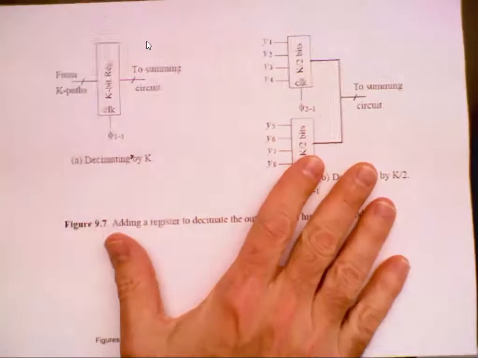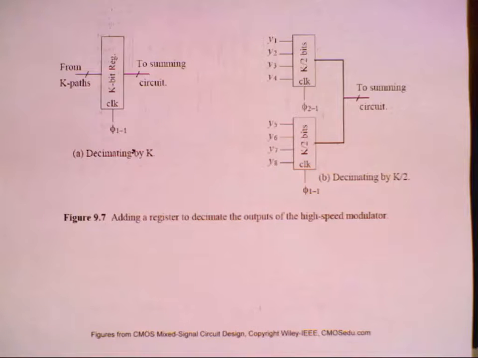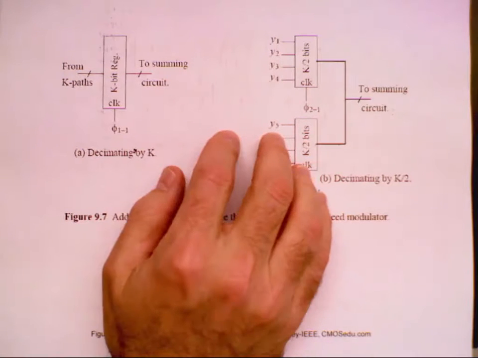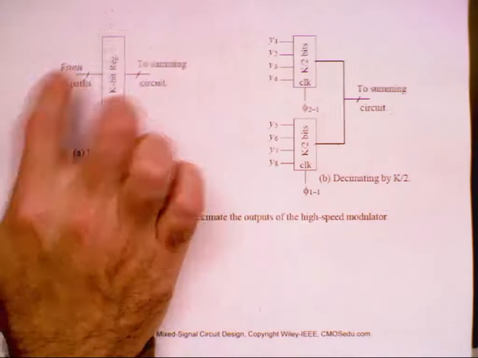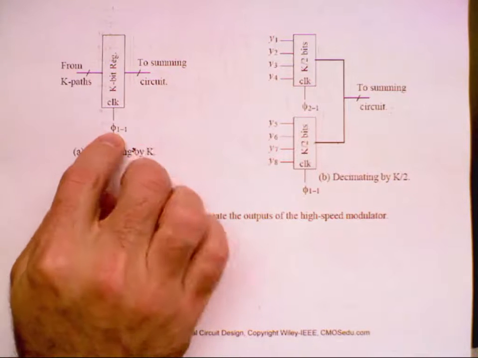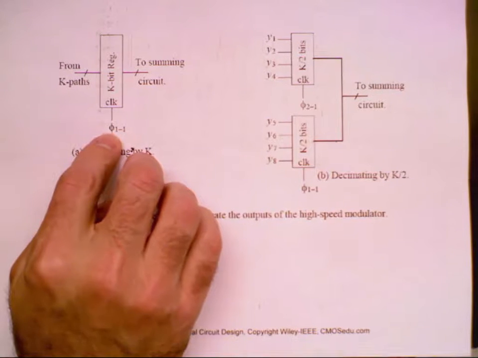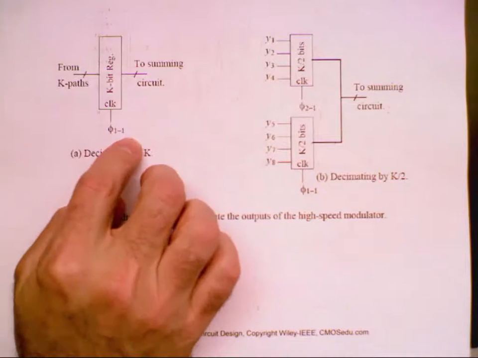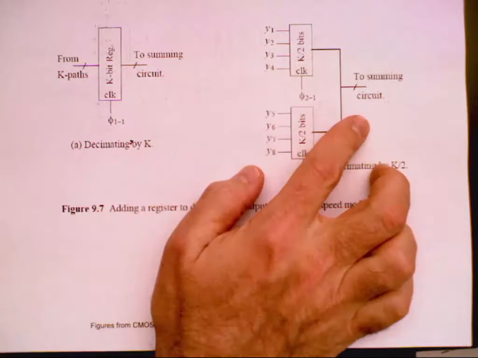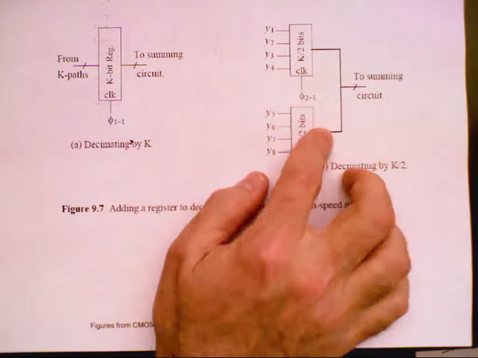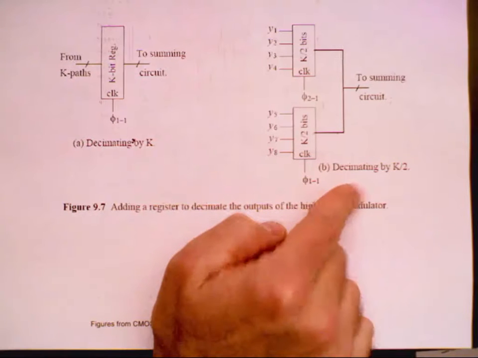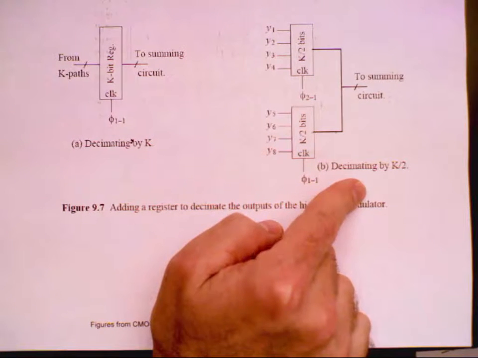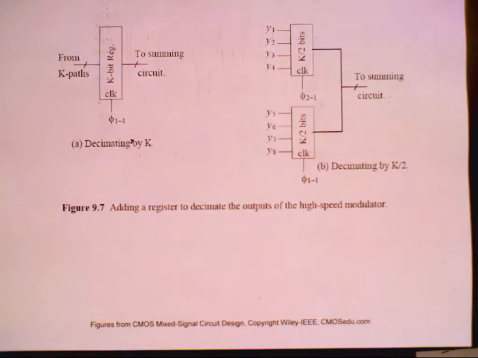I'll just touch on this. Does everybody understand that you can do different things, like you have different registers, like here's the register clocking everything out to the summing circuit, so you're decimating by K. Here's where you break it out and you sum, and half the cycles you sum, and the other half, so you're decimating by K over 2. And then you could also chunk them out and then read them out serially.